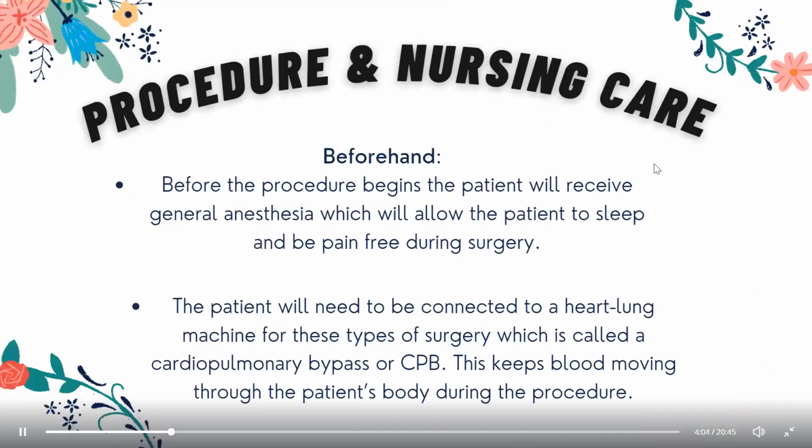Procedure and nursing care. What happens before a mitral valve replacement surgery? Before the procedure begins, the patient will receive general anesthesia, which will allow the patient to sleep and be free from pain during surgery. The patient will also be connected to a cardiopulmonary bypass machine, or CPB, which keeps the blood moving throughout the patient's body during the procedure.